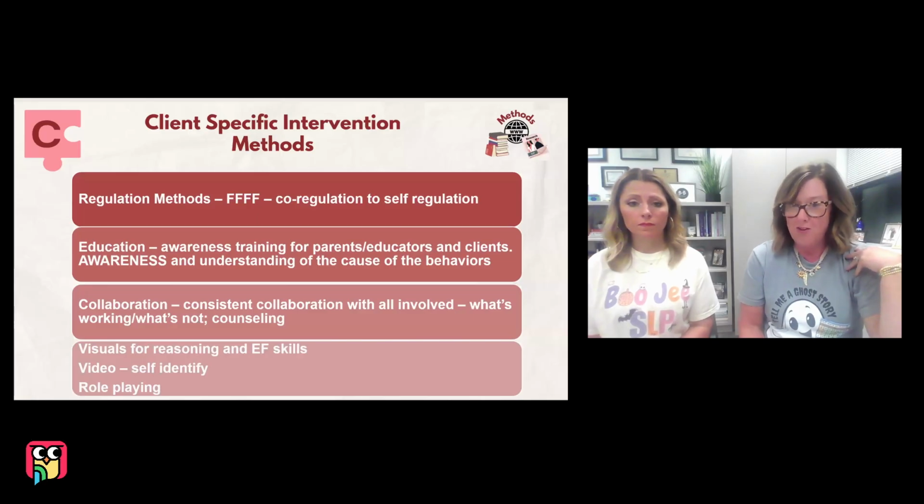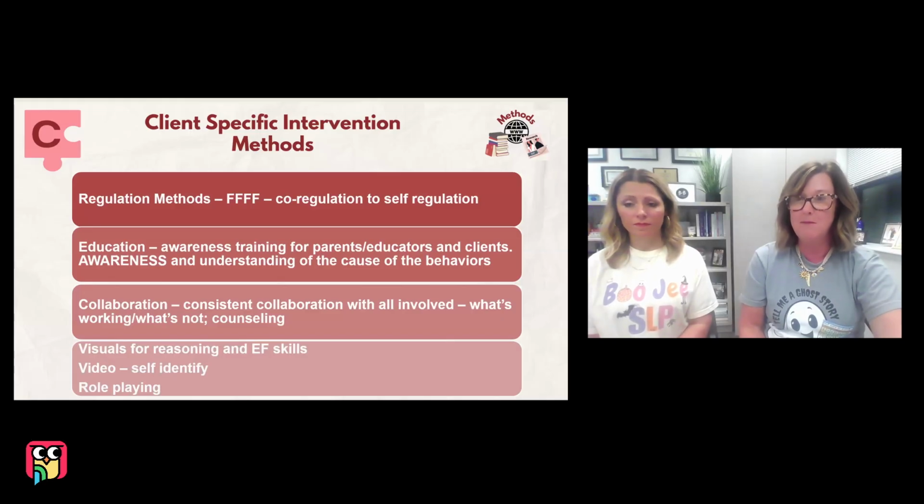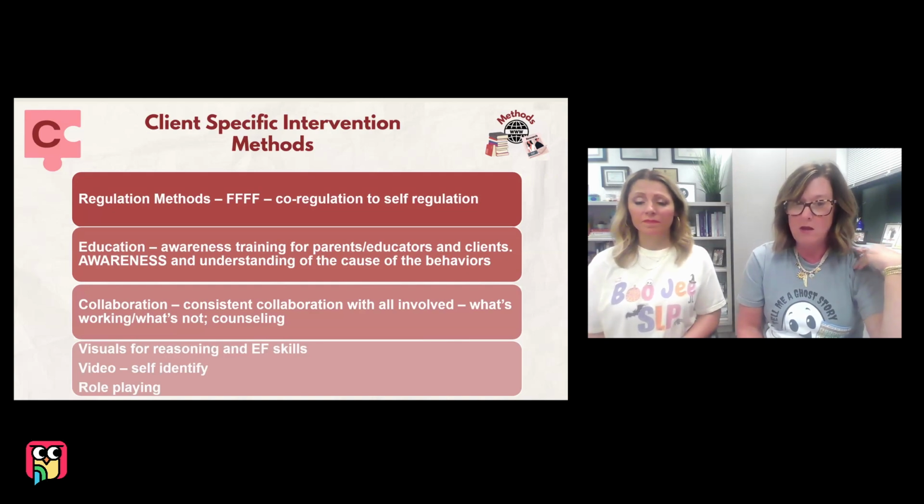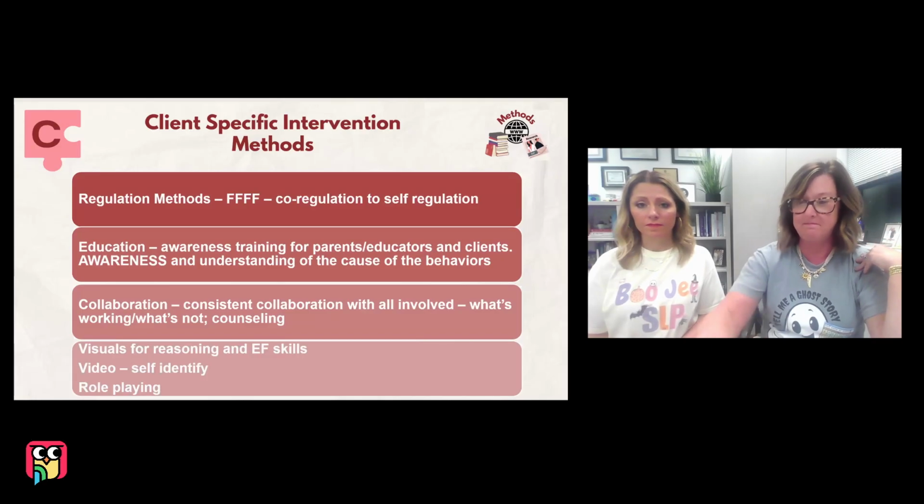Also visuals. You saw all the visuals for reasoning and executive function skills. The videos for self-identifying: they don't know what's happening in the moment because they are dysregulated, but when they go back and watch it, they can really reflect on it and learn so much from that. So that's very important in your methods. Make sure to include it. There's lots of research out there on using video review. And then role playing. We do a lot of role playing as well, and there's also a lot of evidence out there on using role playing for real life, functional, in-the-moment identification and practice.